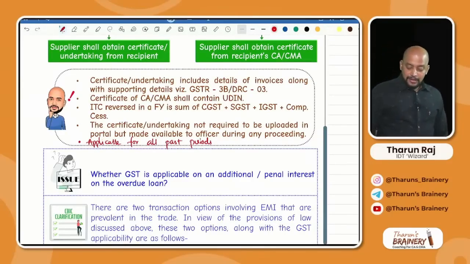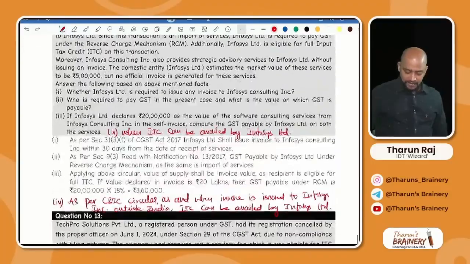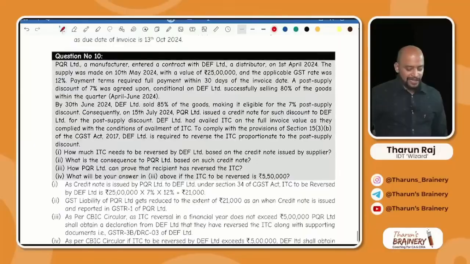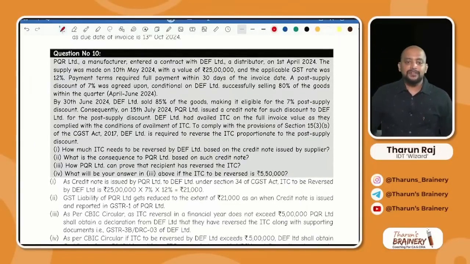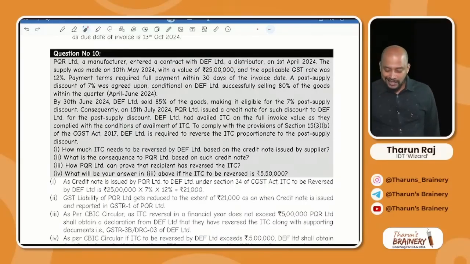Next, you can see one question related to this, a question on amendment, which I gave in page number 55, question number 10. PQR Limited, a manufacturer, entered into a contract with DF Limited, a distributor, on 1st April 2024. The supply was made on 10th May 2024 with a value of rupees 25 lakhs and the applicable GST rate was 12%.